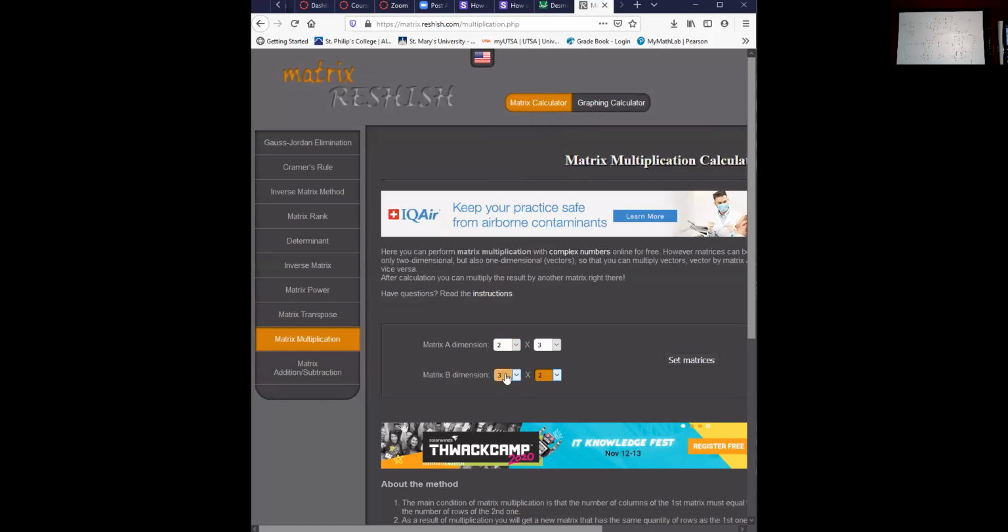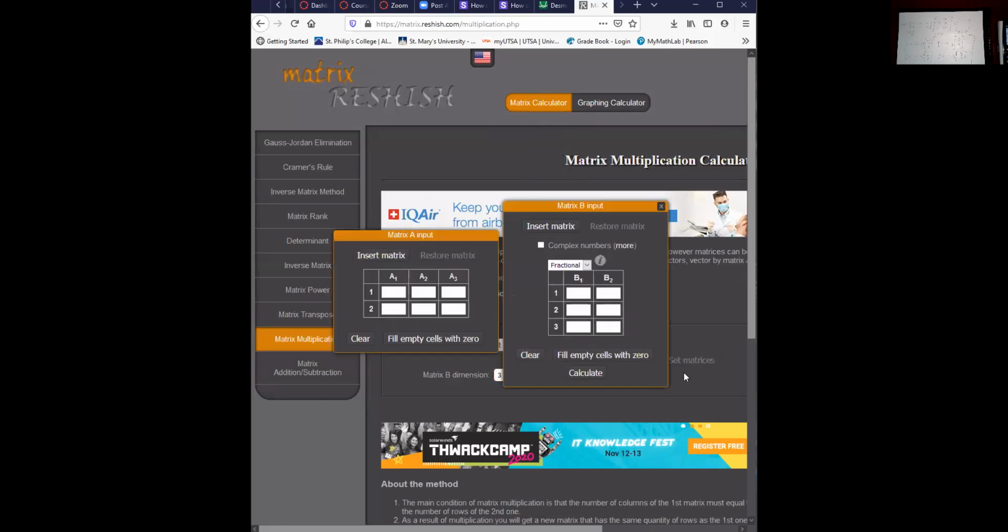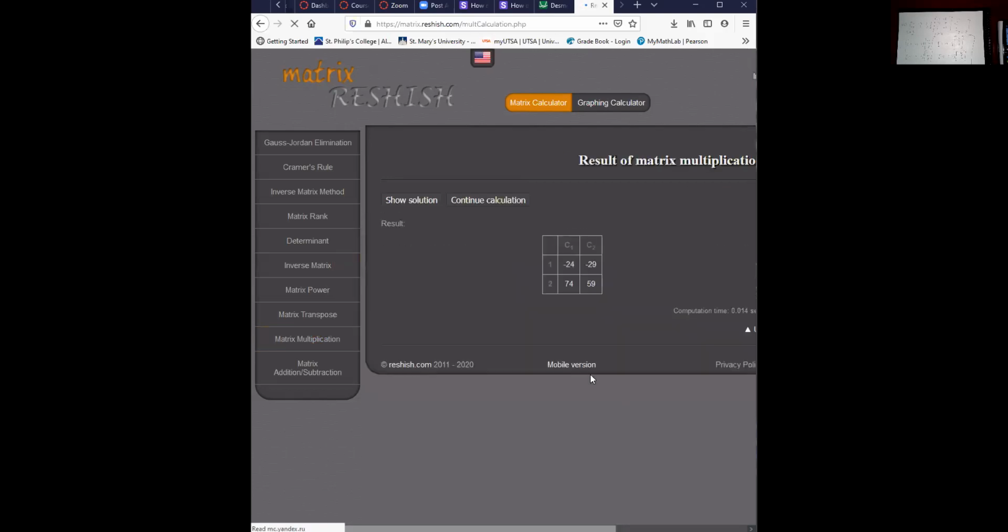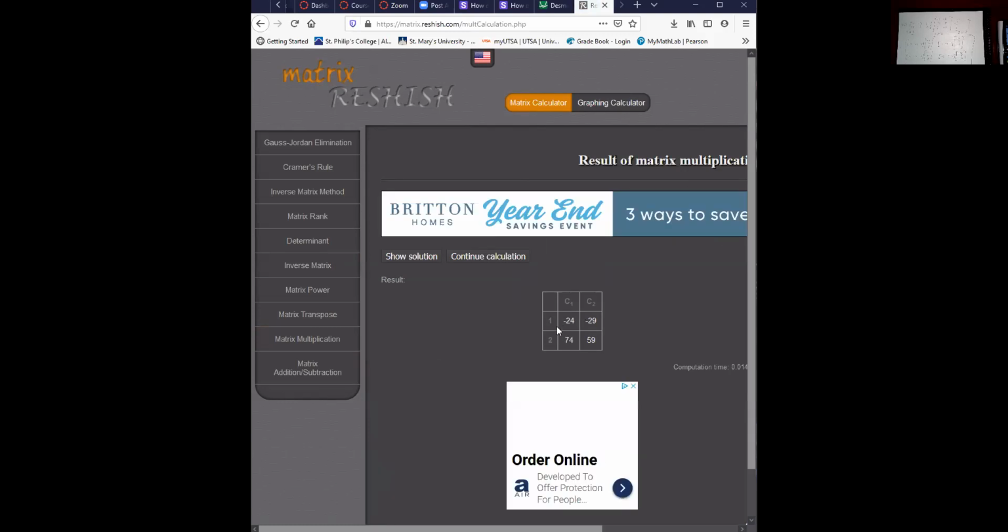Notice how I changed this one automatically because it's required to be the same as that matrix. So first one was 2, -3, 1, negative, -4, 7, 0. The next one is -1, -6, 10, 5, 8, -2. There we go. Calculate. Yeah, there it is. So you can use this too if you want. And that's what we got.